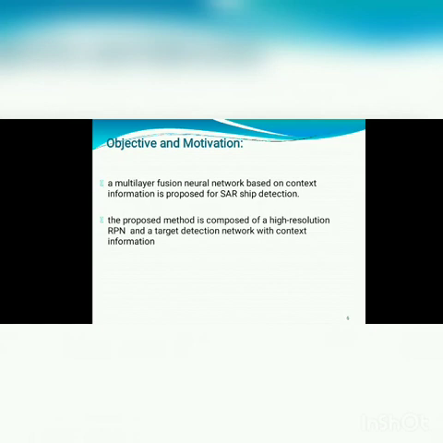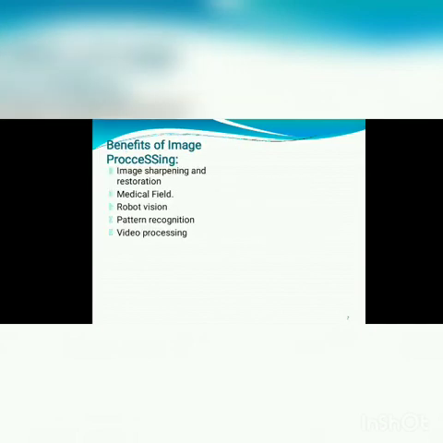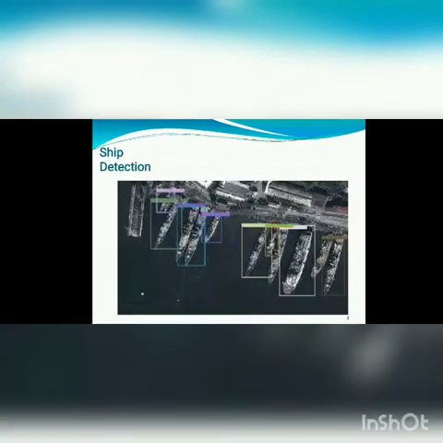Let's see the benefits of image processing, how it would be used for us. It is used for image sharpening and restoration. It is also used in the medical field and robot vision. It is used for pattern recognition, video processing, and there are a lot of fields where we use image processing. This is what it looks like from a satellite image.